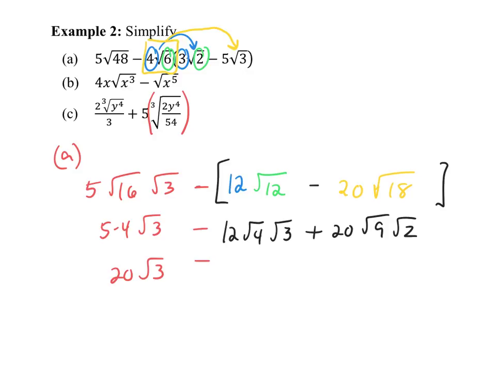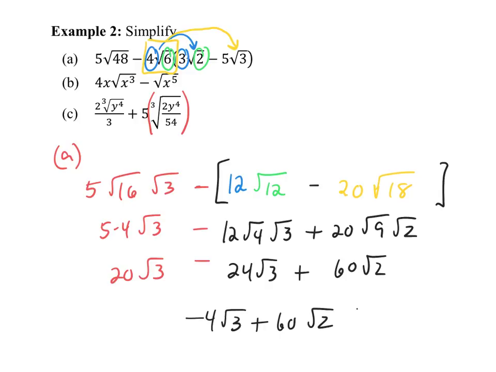It's clear that these are like radicals, but this is not going to be able to be combined because that's root 2. These are root 3s. The root 3s will be able to merge together, but the root 2s will not. So this becomes 12 times root 4, and that's really 12 times 2, which is 24 root 3. And at the end, this is going to be 20 times 3, which is 60, and that root 2 carries down. So I've got 20 root 3 minus 24 root 3 is negative 4 root 3 plus 60 root 2.